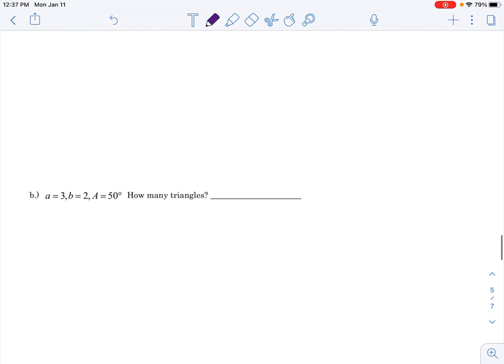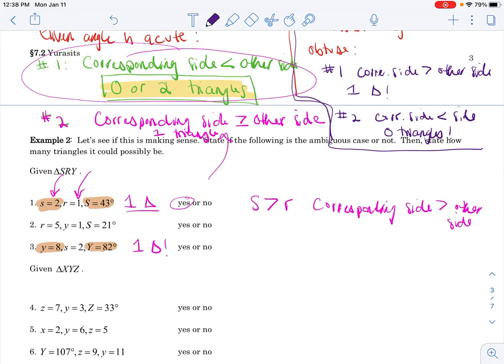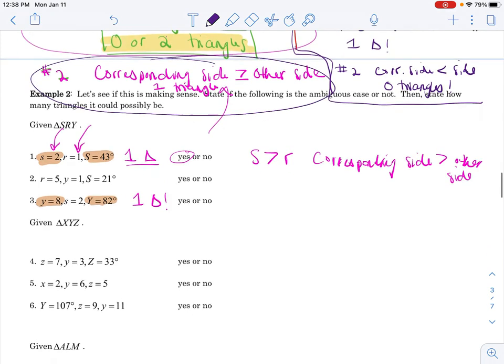All right, let's look at B. You have an acute angle. Your corresponding side compared to the other side. Well, it's less than. Oh, and your teacher is wrong. 3 is bigger than 2, right? It's bigger than. Okay, so I know this because I've been working with it for a while, but as you're doing your homework, you are going to refer to your notes. You shouldn't have it memorized at this point in your life. If you look, and I'm going to go back up, if my corresponding side is bigger or equal to the other side, I have 1 triangle.